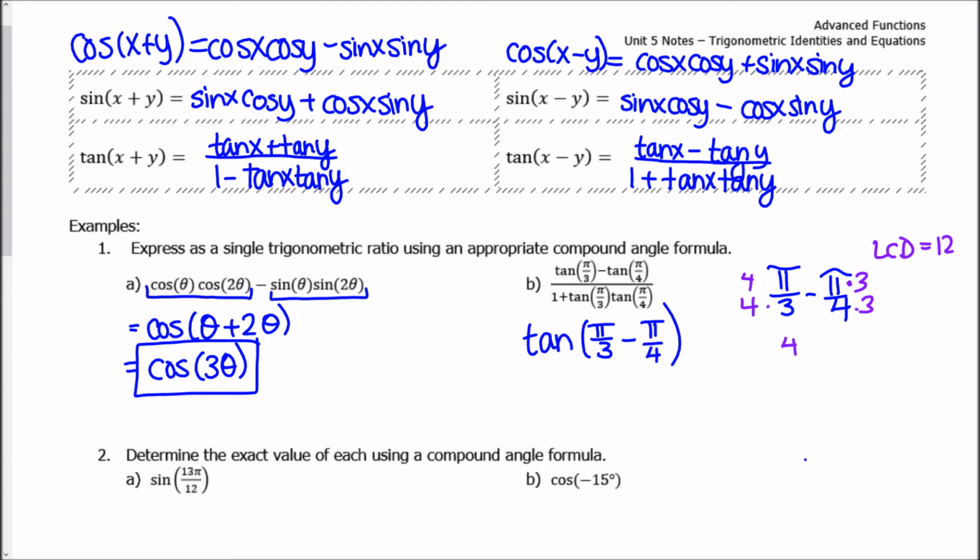So I end up getting 4 pi minus 3 pi all over 12. So this is going to just be pi over 12. So right here, this is just equal to tangent of pi over 12. And that's my answer for this one right here.